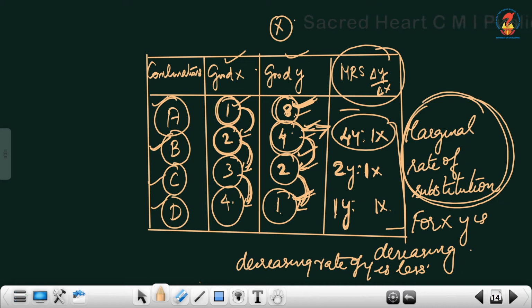But we can find that the rate of sacrifice of Y is becoming lesser. Initially it was 8, then it became 4, then it became 2, then it became 1. So here the sacrificing rate is less.